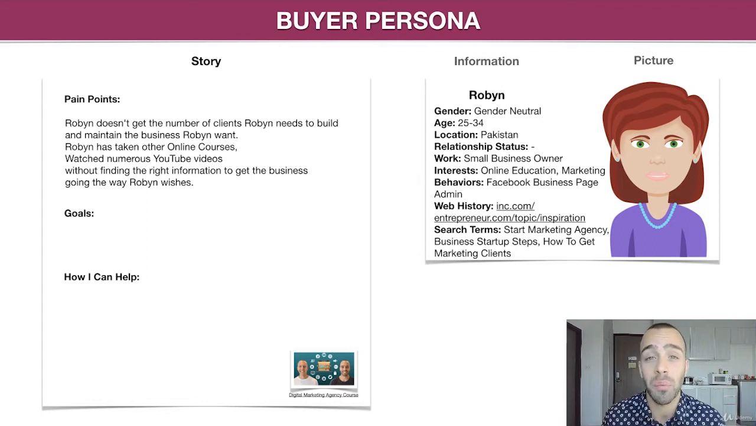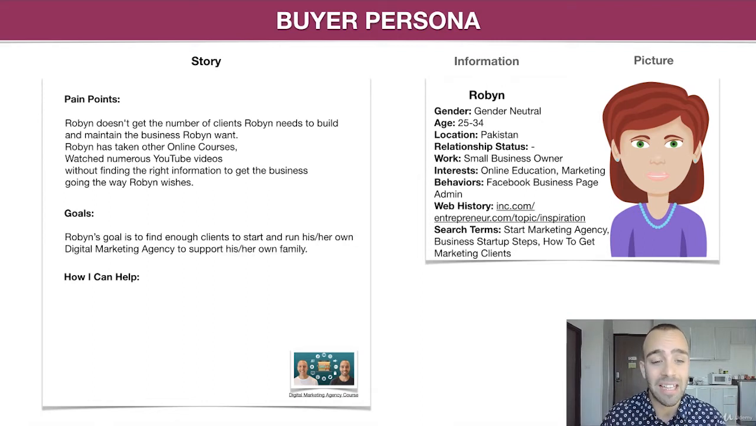So what is Robin's goal? Robin's goal is to find enough clients to start and run his or her own digital marketing agency to support his or her own family. Did you see what I did here? I told the goal and I told the why. The goal is to start and run his or her own digital marketing agency, and the why is to support his or her family. And I would like you to build out your story the same way.